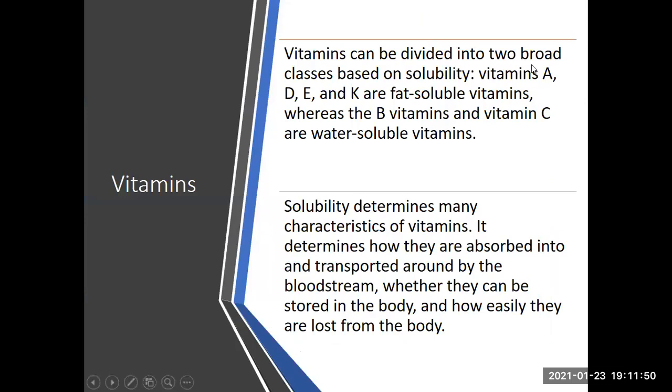Vitamins can be divided into two broad classes based on solubility. Vitamins A, D, E, and K are fat-soluble vitamins, while B vitamins and vitamin C are water-soluble. What is the significance of being either water-soluble or lipid-soluble? The solubility is important for studying the absorption, distribution, metabolism, and also the storage inside our body. And this is very important to know about the storage of these vitamins, whether they are toxic or non-toxic.